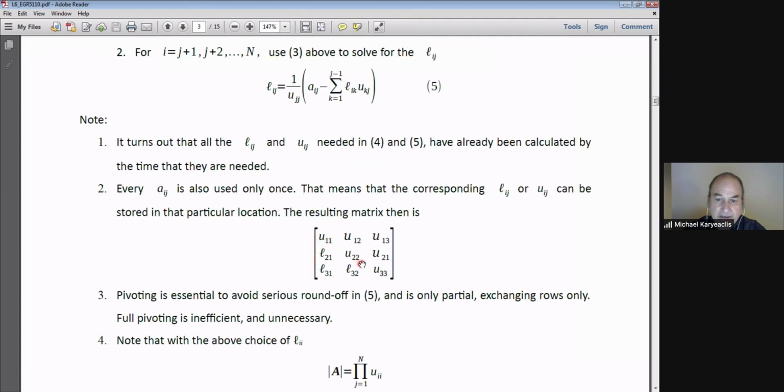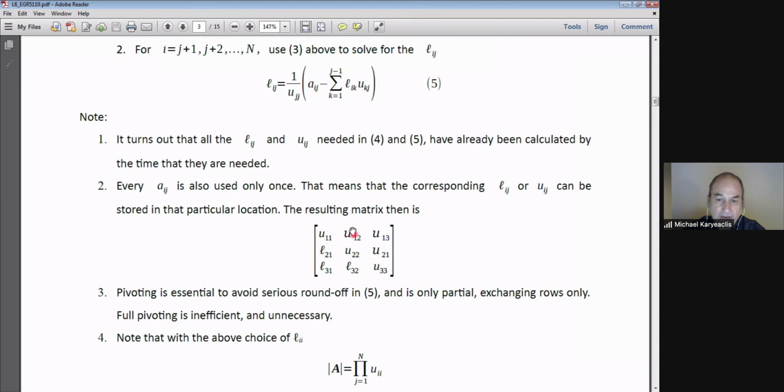Remember, immediately here implied in this is that L11, L22, and L33 are equal to 1. So you don't need to store that. That's part of the algorithm. That's known. It's only the ones that you calculate. And since these are only used once, you can replace them with whatever. As you march along here, calculating these numbers, you can replace the A's accordingly.